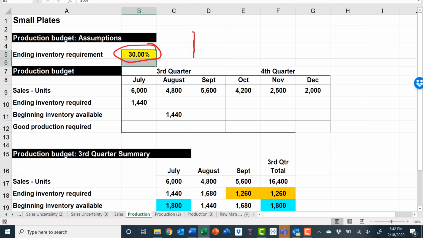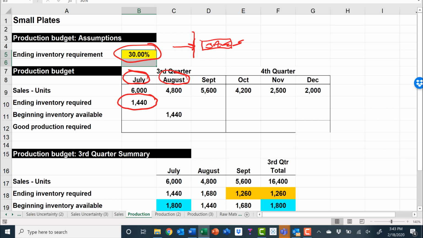Okay, so at the end of the month, I want to have some inventory to meet my sales for the next month. Right. The phrasing is I'm going to need 30% of next month's sales in my ending inventory. So July is going to be affected by August expectations of sales. Yes. Okay, so I can determine this 1440, the amount of ending inventory I need.